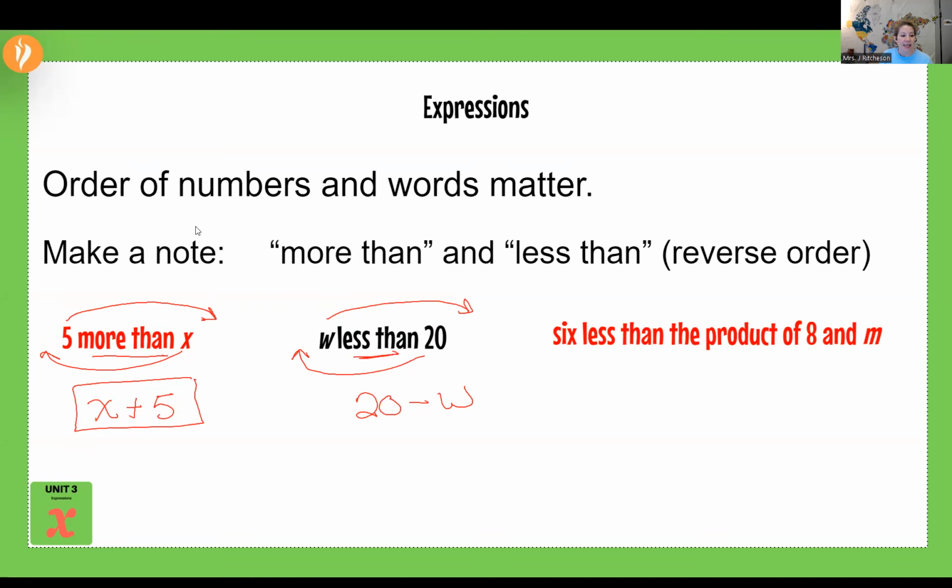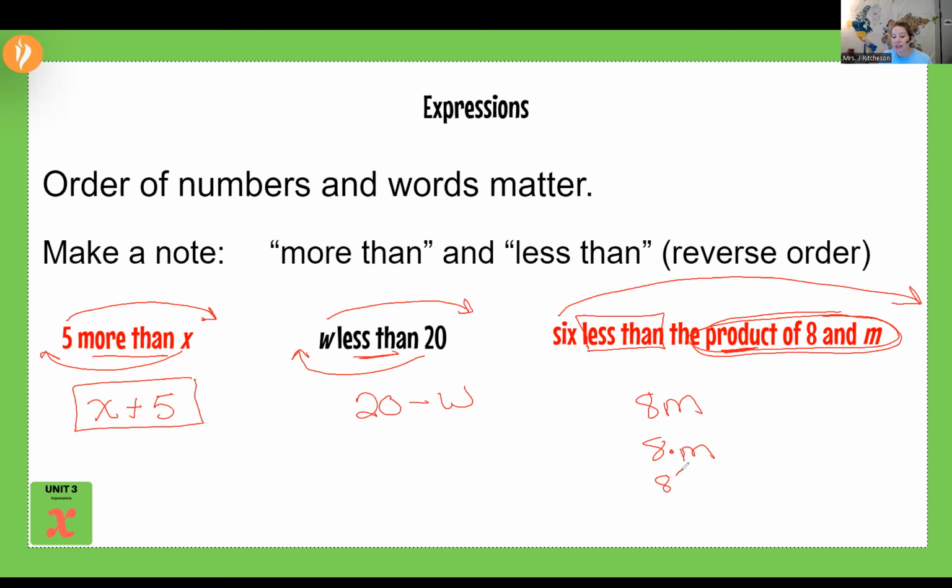All right. 6 less than. So let's start there. So when we see less than, we're going to take whatever's in front of it and push it to the back. And of course, less than means subtraction. So we're going to start right here. How do you write the product of 8 and M? Product means multiplication. 8 times M. So if you squish those together, that literally means multiplication. 8M means to multiply.